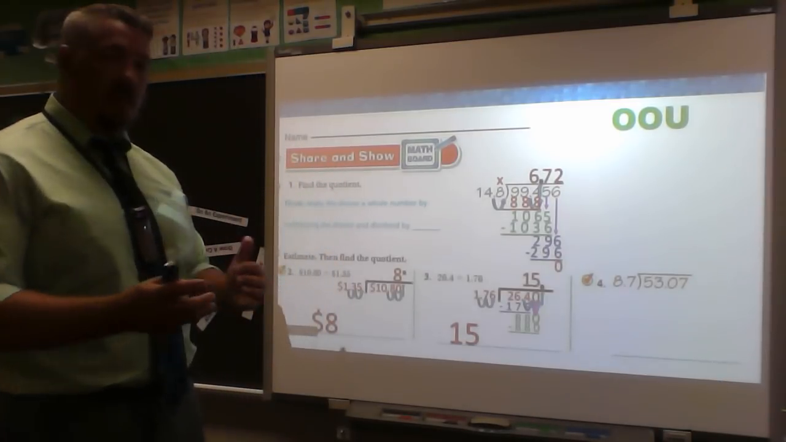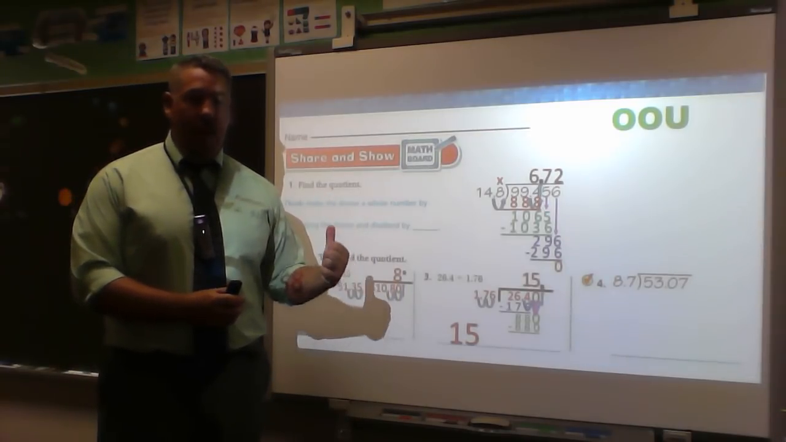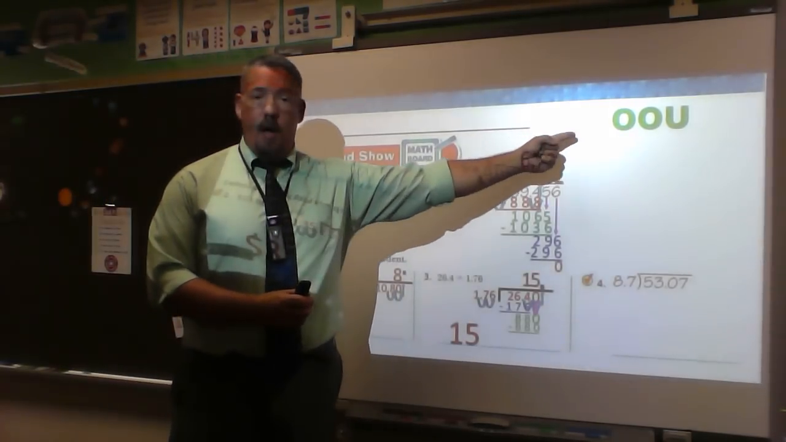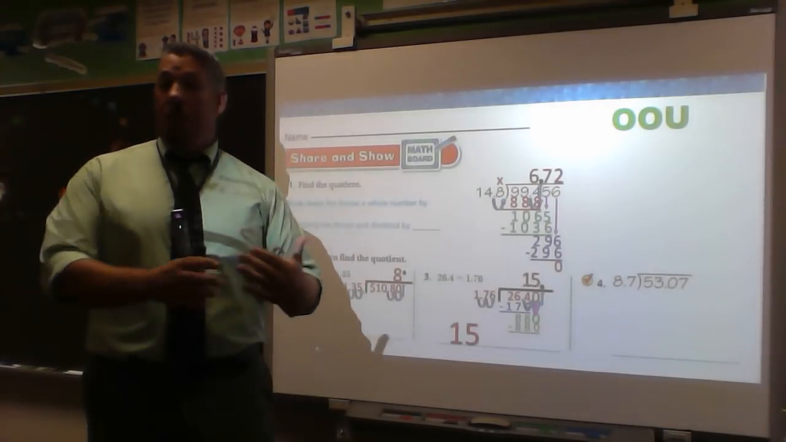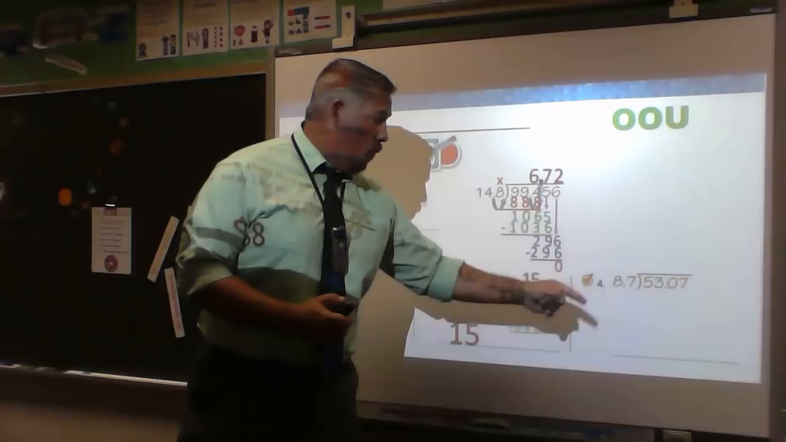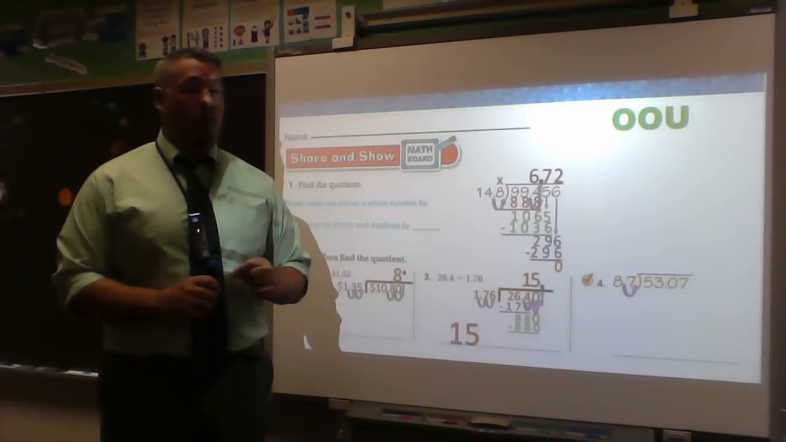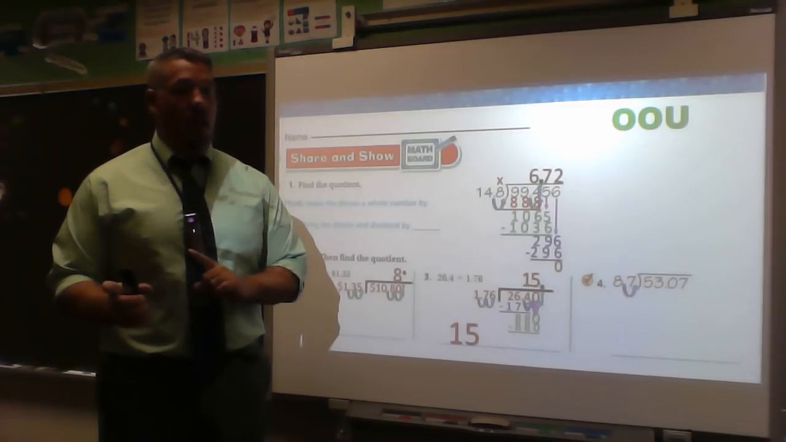Question 4. Already set up inside my division box. I see there's a decimal on the outside that automatically tells me I have to follow my order of operations. How many times do I have to move it to make a whole number? Just once, right? So I move it 1 time. Once again, on the inside, I only move it the same number of times that I did on the outside.